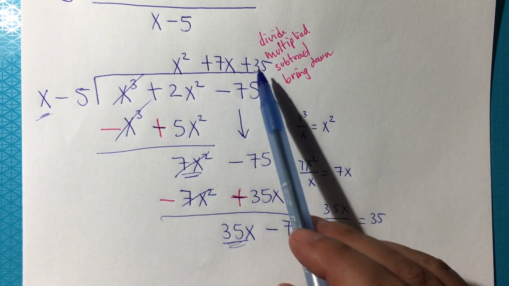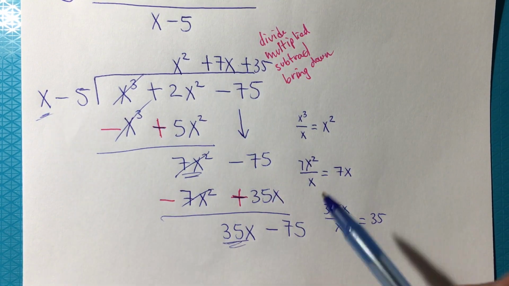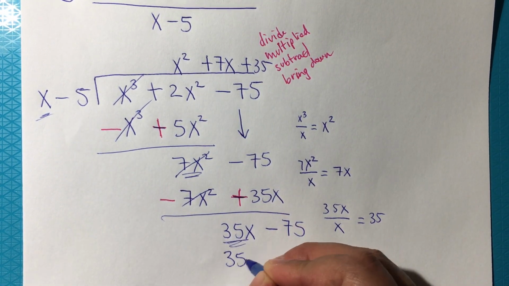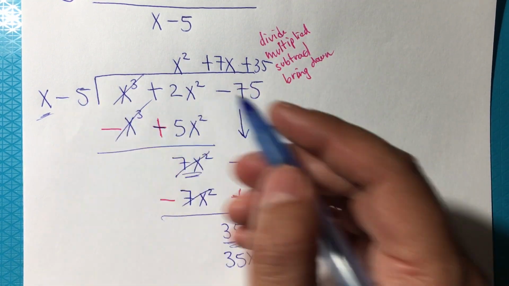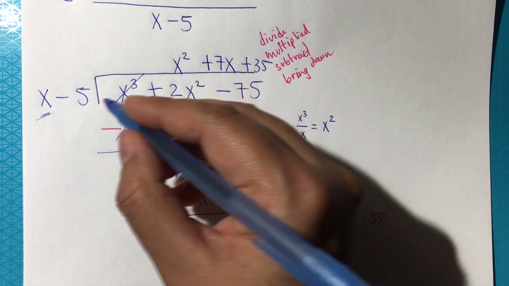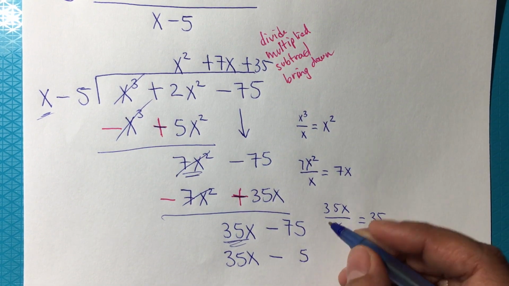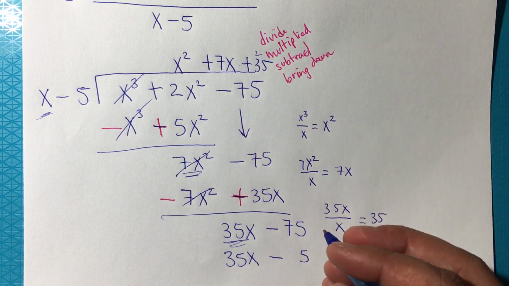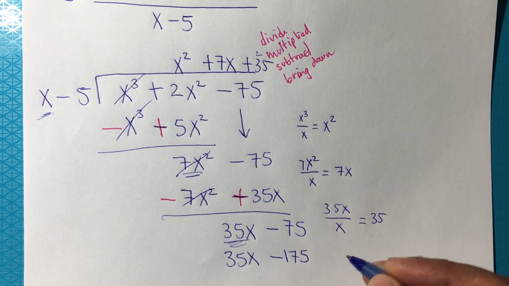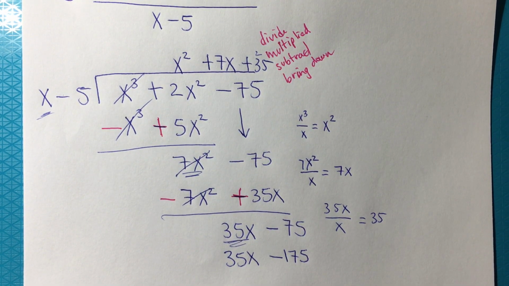That was dividing. Now I'm going to multiply. 35 times x is 35x. 35 times negative 5, and positive times negative is negative. 5 times 5 is 25. Carry 2. And 3 times 5 is 15. And 2 is 17. Now we're going to subtract.